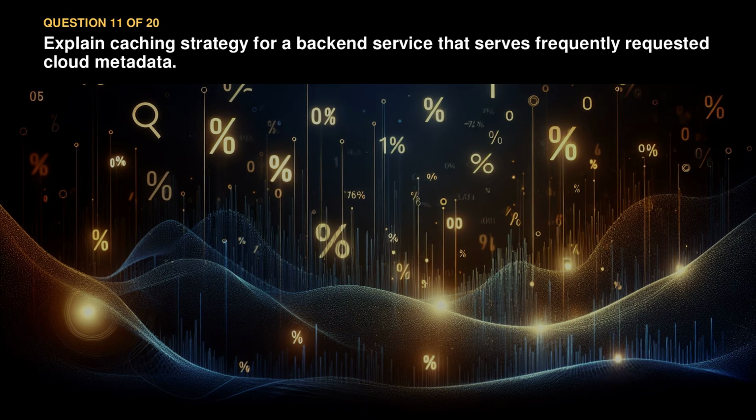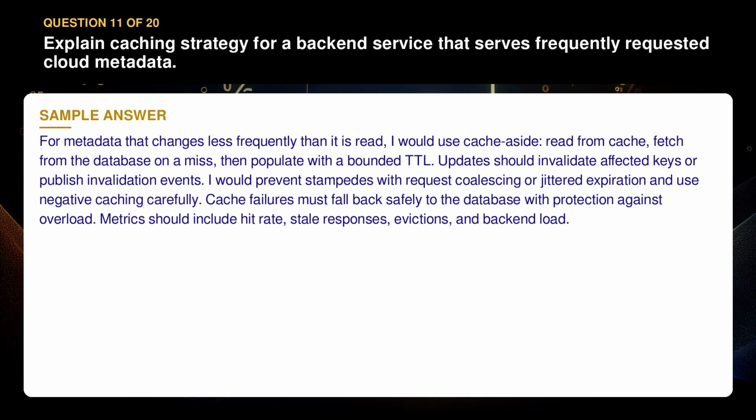Question 11. Explain caching strategy for a backend service that serves frequently requested cloud metadata. For metadata that changes less frequently than it is read, I would use cache aside: read from cache, fetch from the database on a miss, then populate with a bounded TTL. Updates should invalidate affected keys or publish invalidation events. I would prevent stampedes with request coalescing or jittered expiration and use negative caching carefully.